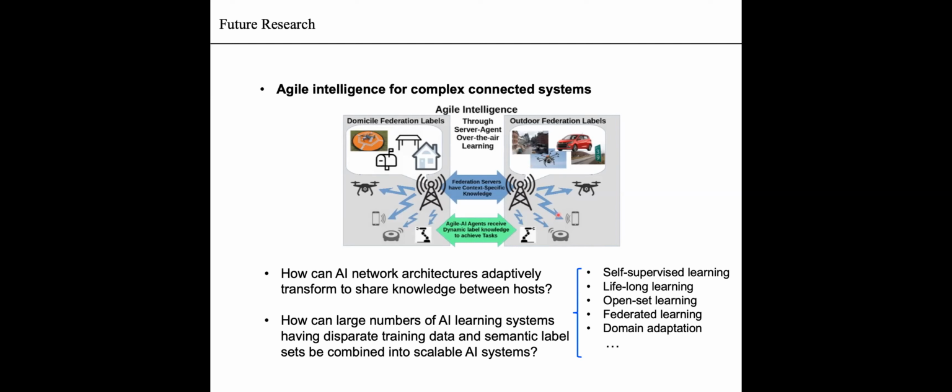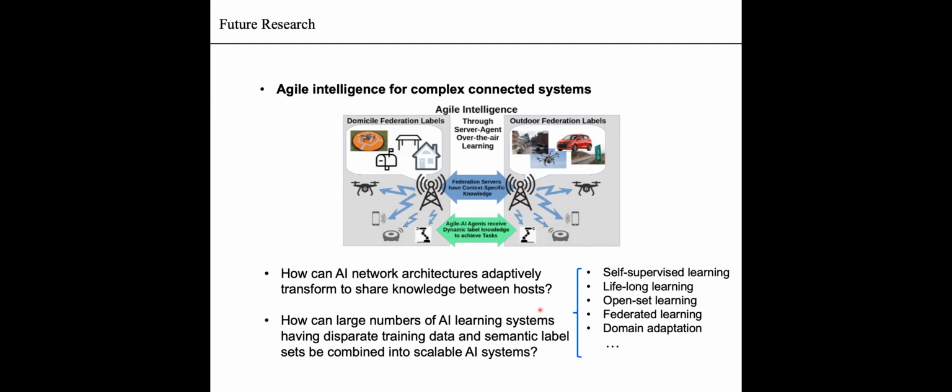So there are two fundamental tasks I want to explore. One is how can the AI network architecture adaptively transform to share knowledge with each other, right? Maybe this specific device has one type of network, but another device has another type of network, but how are they able to share the knowledge among each other?